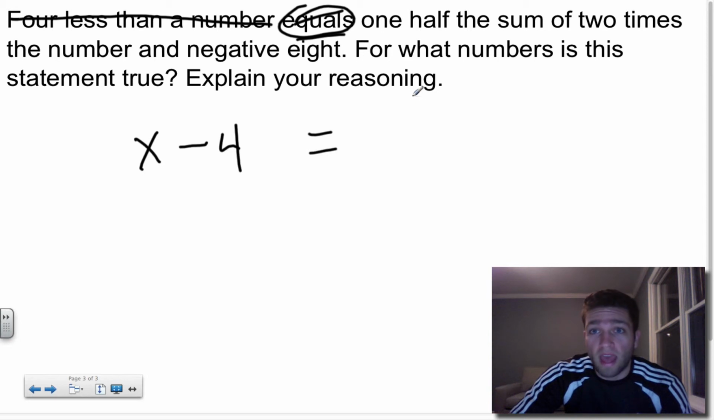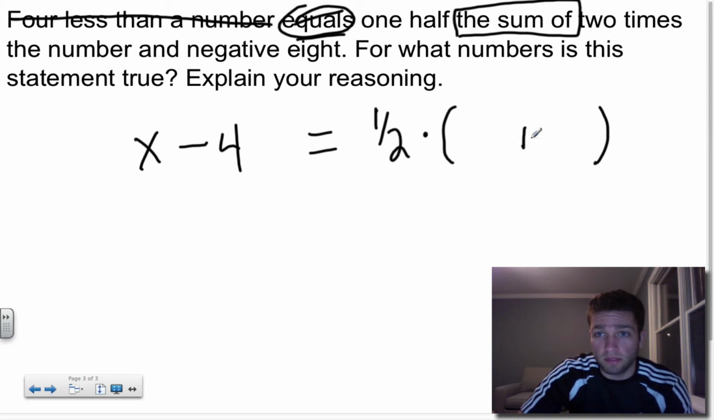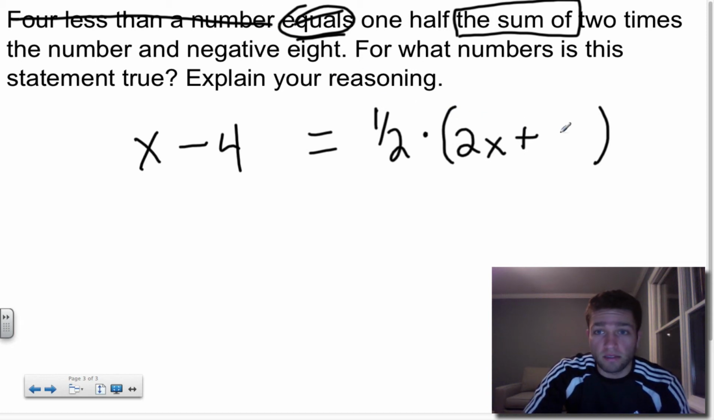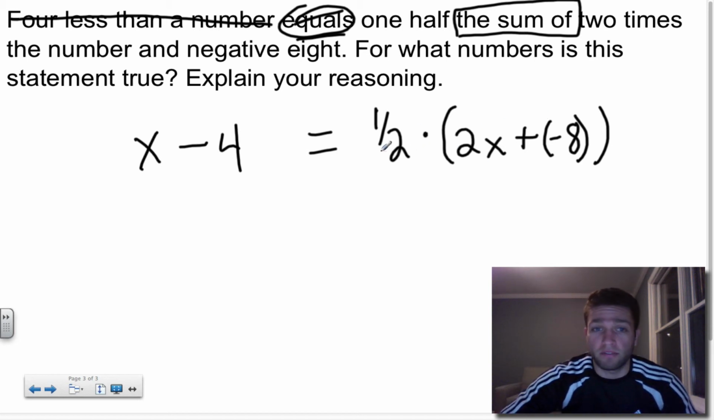It equals 1/2 of, so 1/2 times, and times the sum of something. So sum tells me I'm going to be adding, so I'm already filling in an addition sign. And what is it? 2 times the number, which we're going to call x, that was what we called the number, and -8. Now that looks kind of sloppy because I've got plus and negative, so I'm going to just set that apart. But there's your very simple outline for this problem.